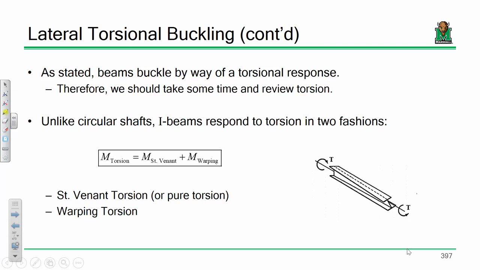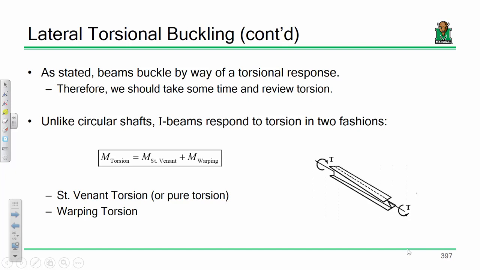Okay. Now, that rotation, you can compute that, and that rotation is defined as TL over GJ. Okay? Now, that's T. L is just how long it is, right? Now, G is a material property. It's like E. Like E is the Young's modulus. This is the shear modulus. This is, for circular shafts, the polar moment of inertia, but I'm not going to call it that. I'm going to call it the torsion constant. So the analogy is you can kind of think of this like your moment of inertia for a beam in bending. Okay? Now, a couple things.